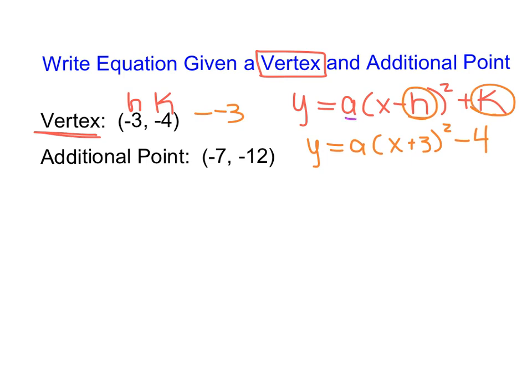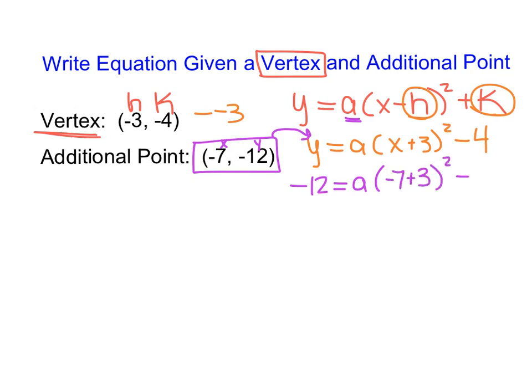So our last step here is we need to focus on finding a. We're going to find this a value by substituting this point that needs to work in our quadratic function into that equation. So we're going to have a y value equal to negative 12 and an x value equal to negative 7. So I have negative 12 is equal to my a value. I then have negative 7 plus 3 quantity squared, and that's minus 4 on the outside. Then I start with my order of operations, so parentheses come first. So I have negative 12 equals a, negative 4 squared minus 4.